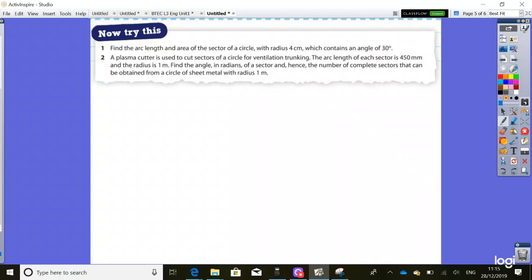Welcome to the tutorial on radians, arcs, and sectors. Okay, so before we start, I just would like to refer you to the formula sheets that is given to you in the exam.